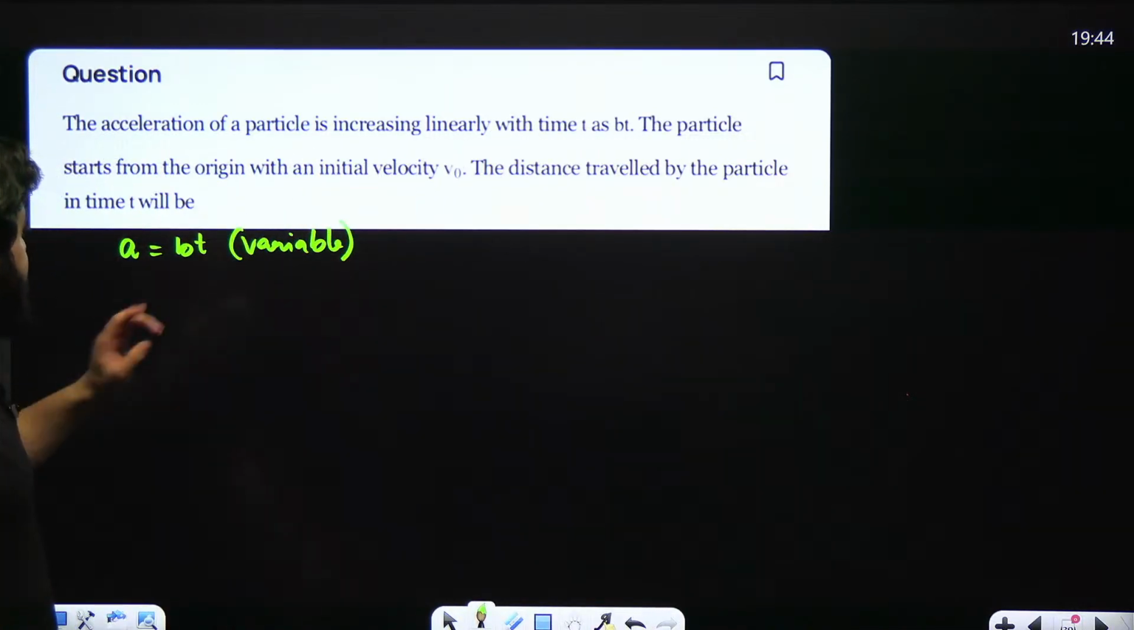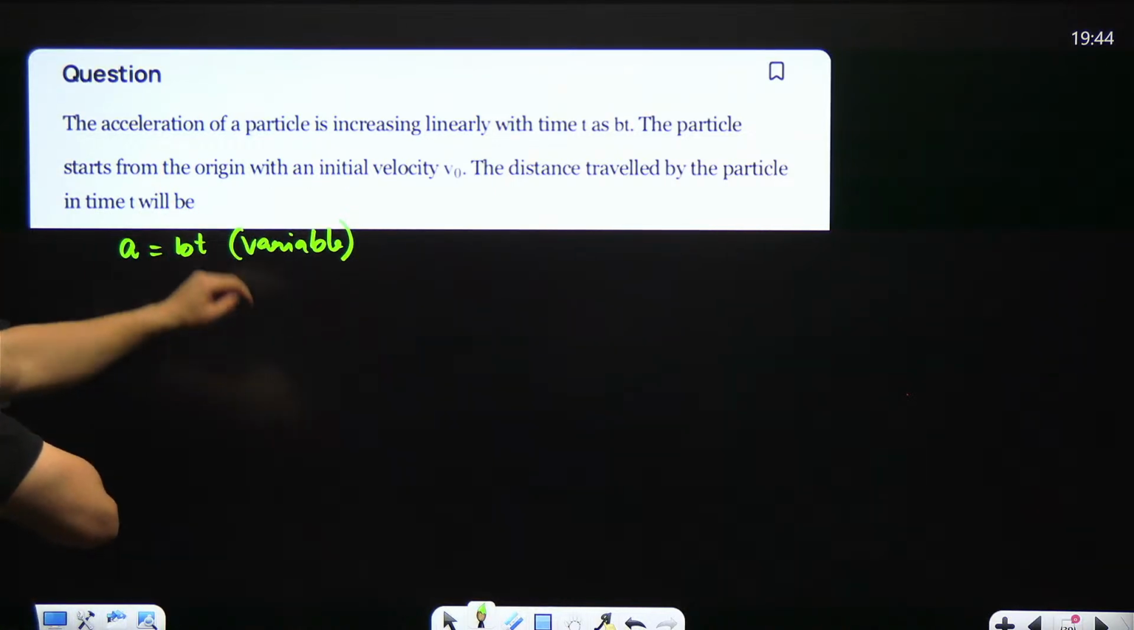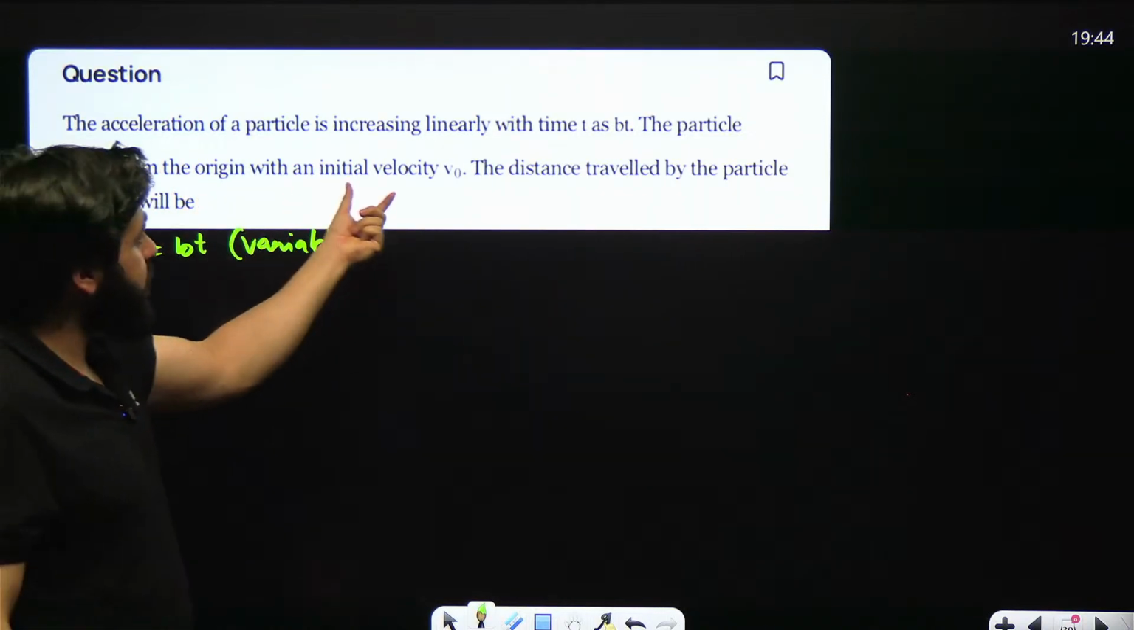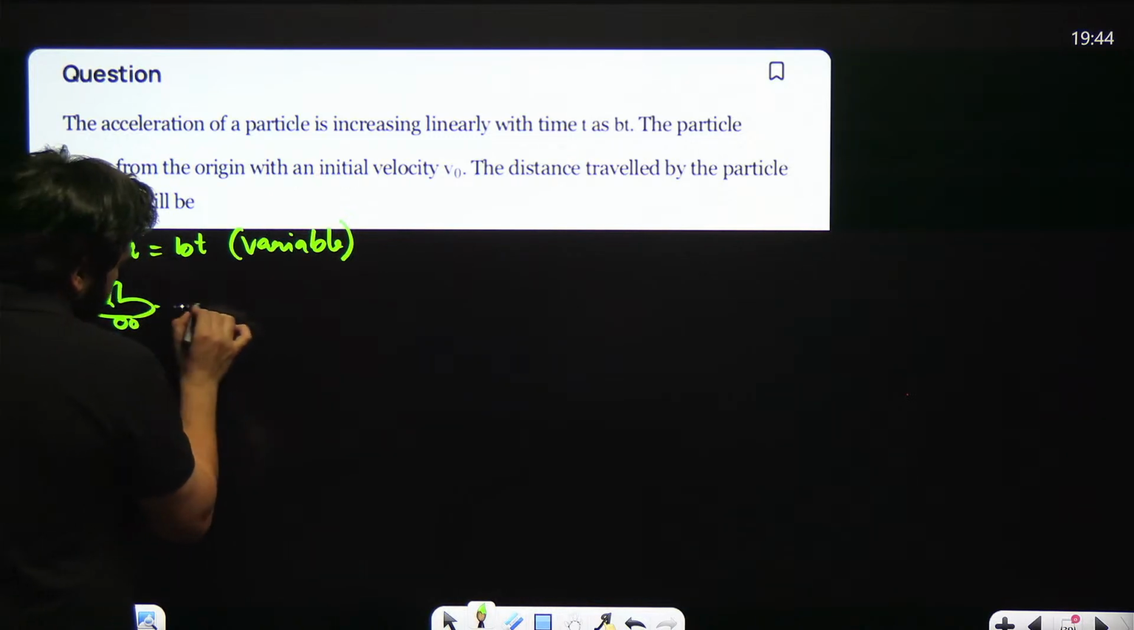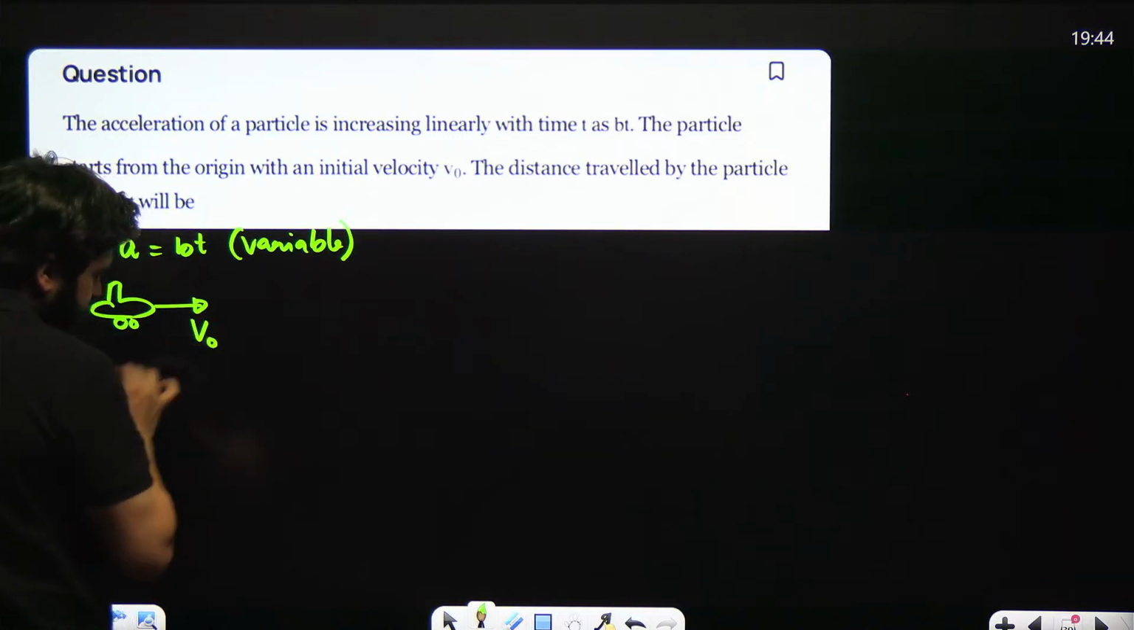Now, we say acceleration is given as b into t. The particle starts from the origin with the initial velocity v naught. Like it is saying that we have got a particle over here. This particle starts with the initial velocity v naught.